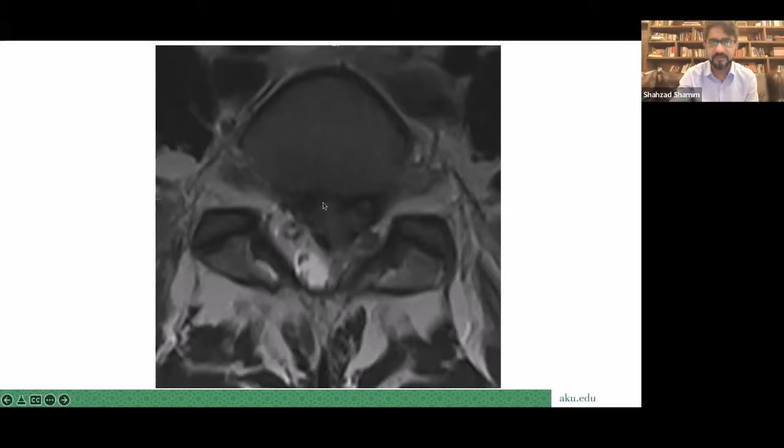So I'm not going to classify Modic changes. We can, because it's a relevant topic, but it's going to take a lot of time, and we want to talk about the common things first. But Modic changes, we'll talk about them later. So where is the lateral recess?